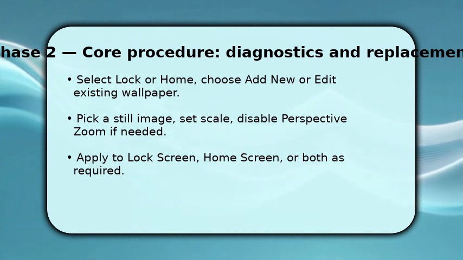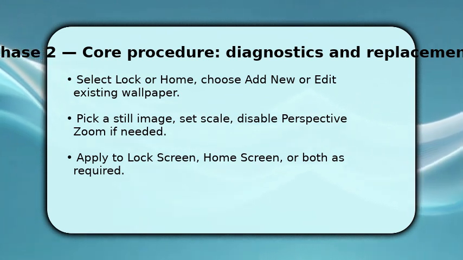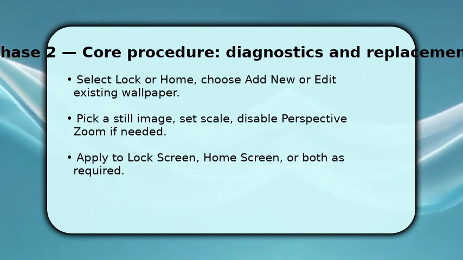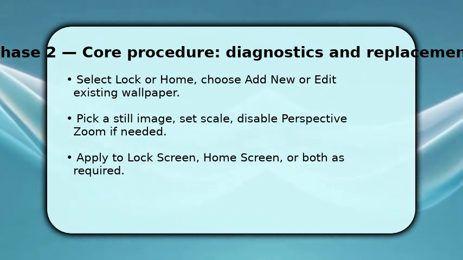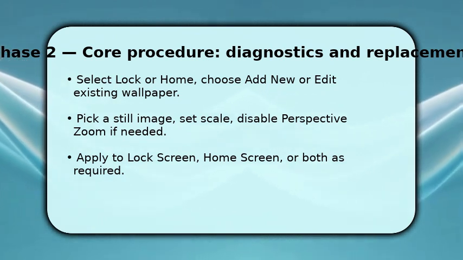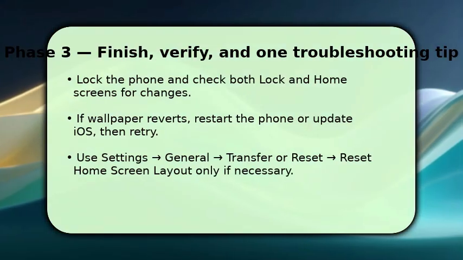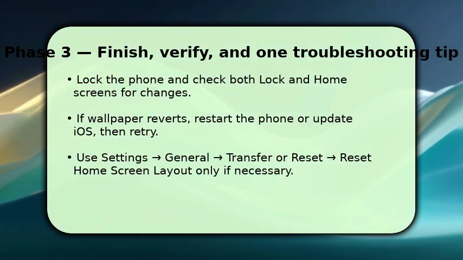Then tap Done and choose Apply to lock screen, home screen, or both. This action effectively removes the old wallpaper and sets the new, neutral background. You finish by locking the phone and visually confirming both lock and home screens show the new image.